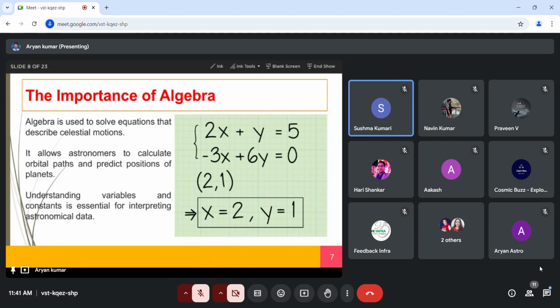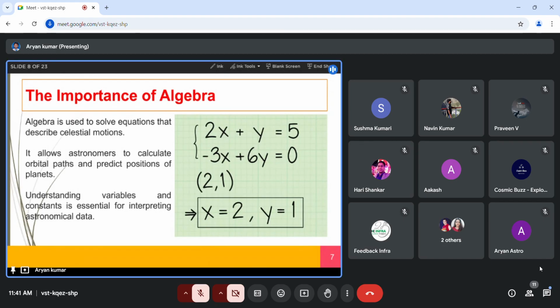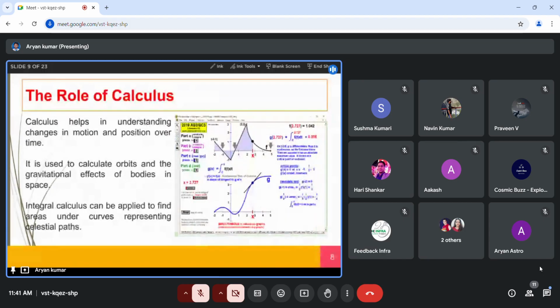Yes. Okay. So now moving to the next topic. It is about the role of calculus in astronomy. Calculus helps in understanding changes in motion and position over time. It is used to calculate orbits and the gravitational effects of bodies in space. Integral calculus can be applied to find areas under curves representing celestial paths.